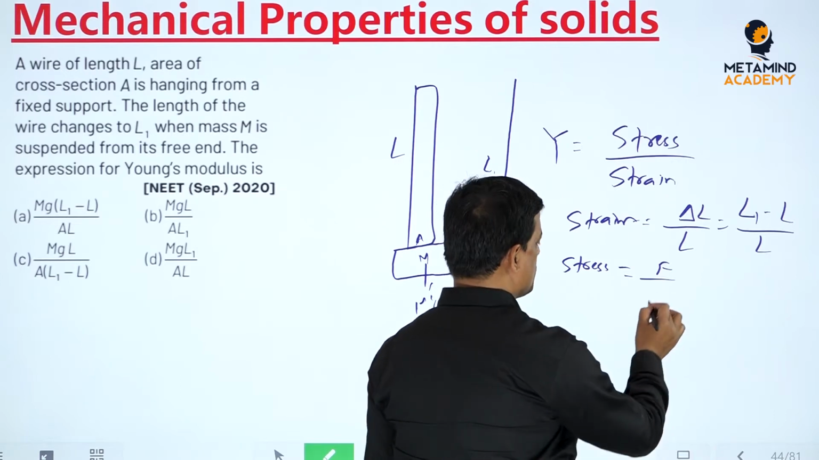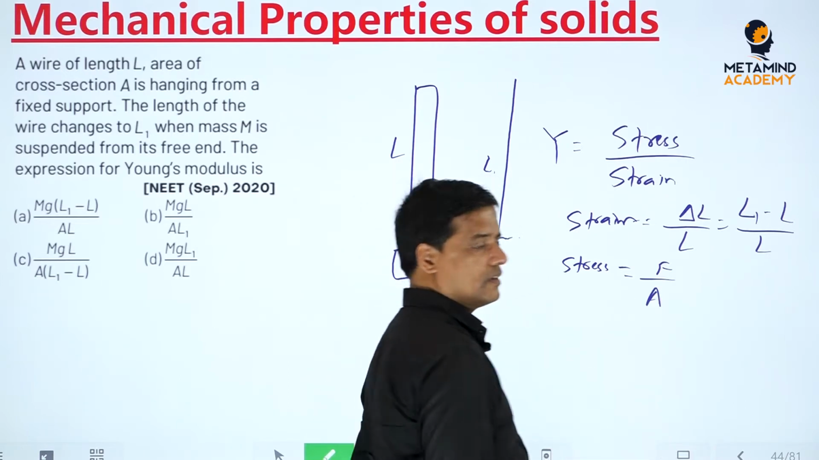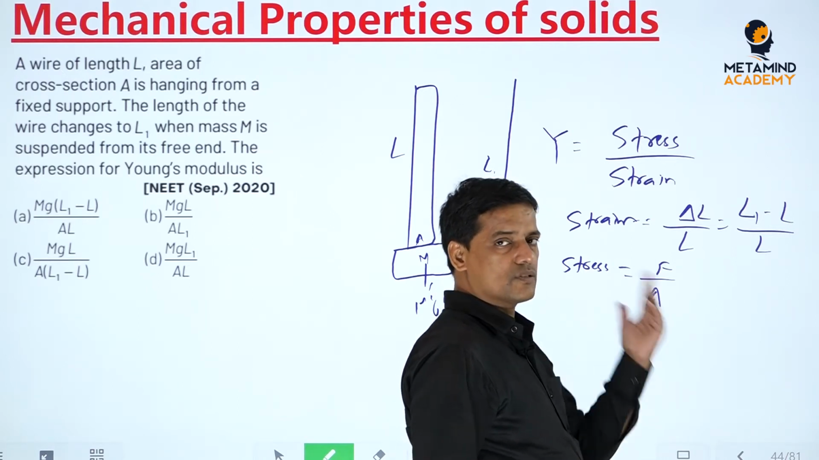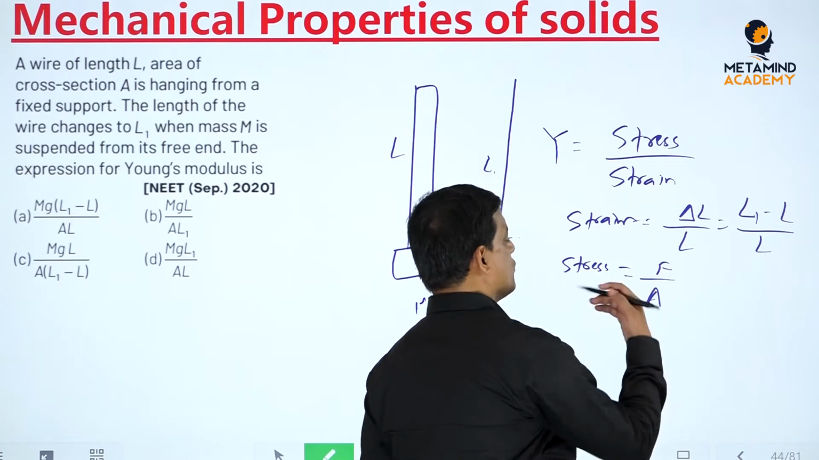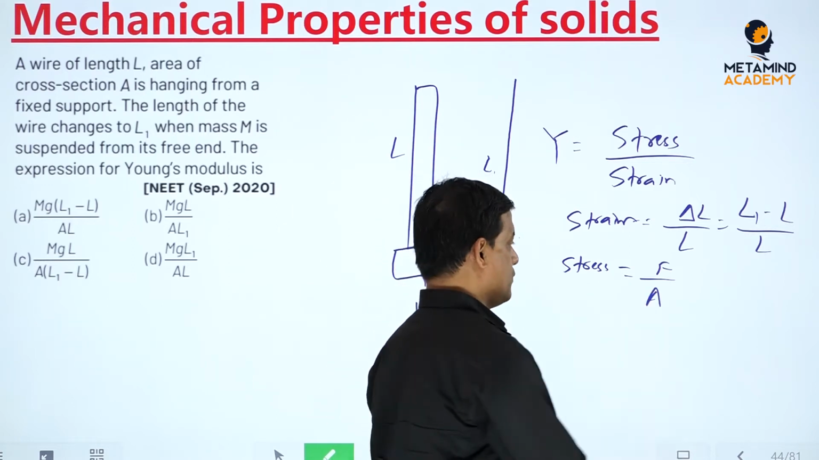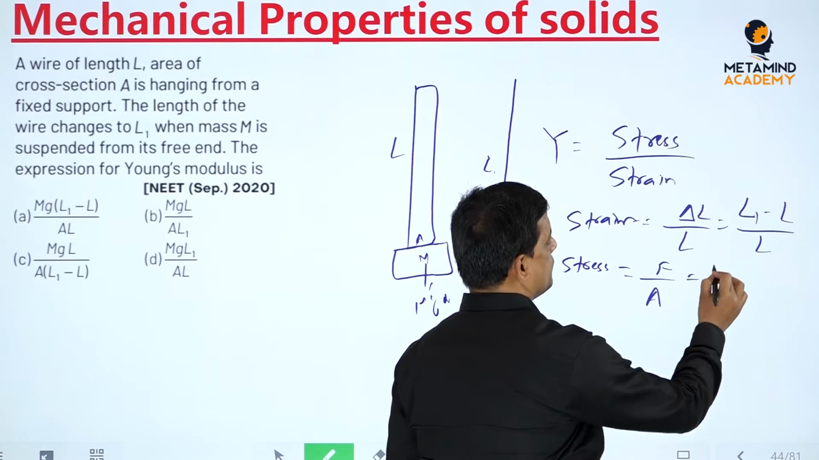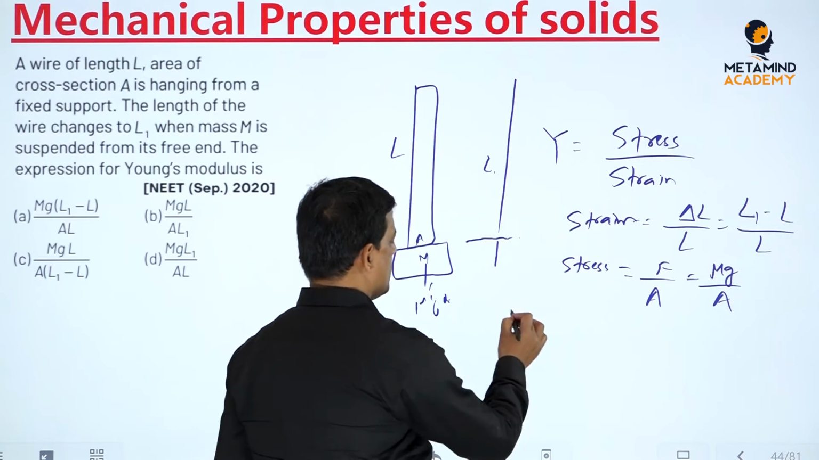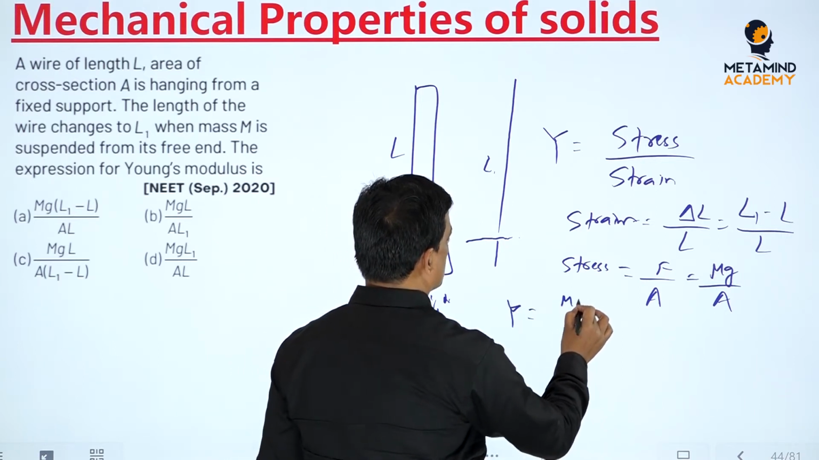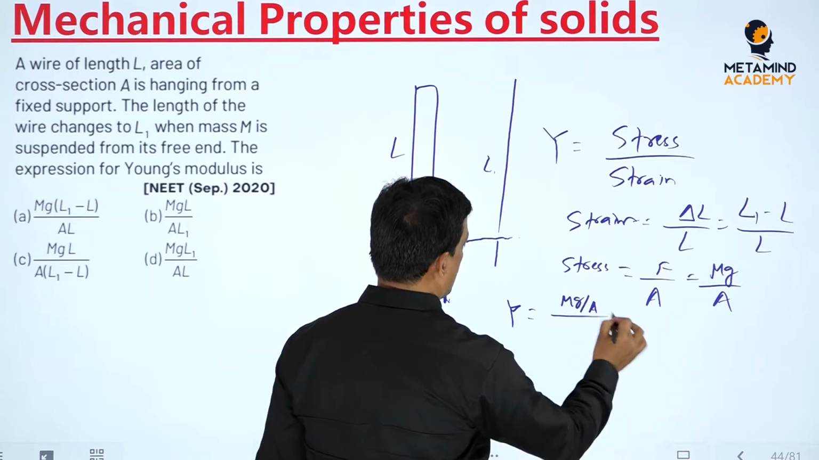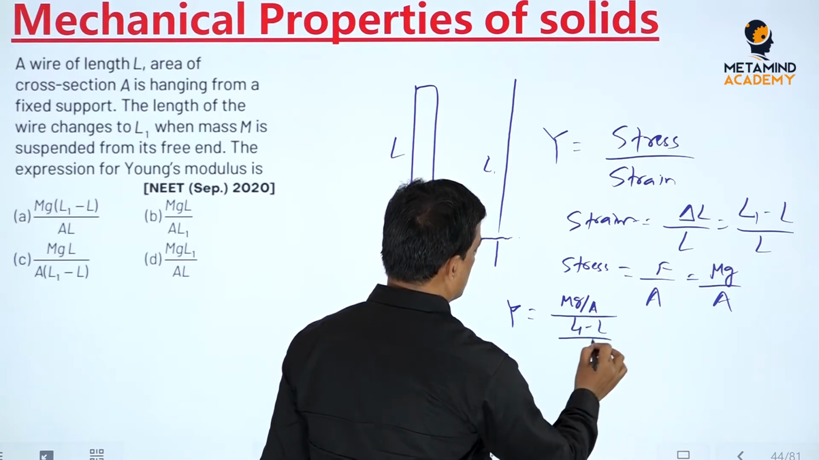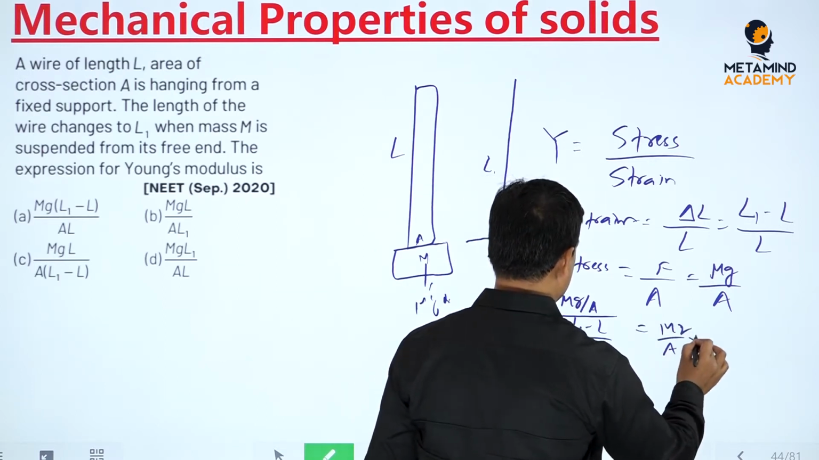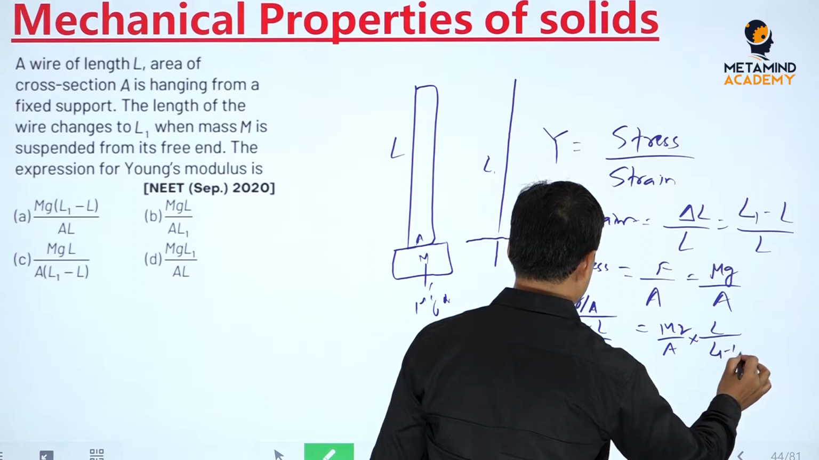Stress is kind of pressure, force per unit area. It is a restoring pressure. When you apply a force, the body tries to restore it back, and that force per unit area is defined as the stress. So, what is the force? It is mg, and area is A. Just put these values into Y. What do you get? Stress mg by A, divided by L1 minus L by L. So, this will be mg by A into L by L1 minus L.